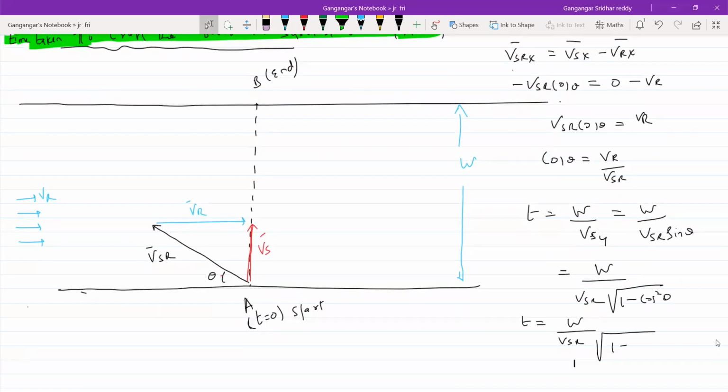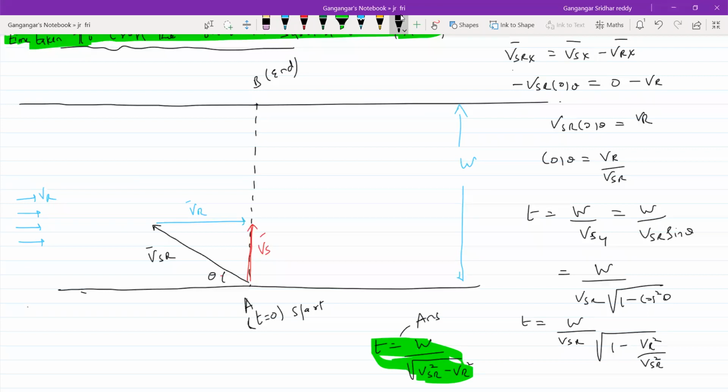Substituting this, what is cos theta from here? Vr square by Vsr square. So the final answer will be W by... Okay, fine. There's the time taken to cross the river in shortest path. I'll write nearby only. This is the answer. Getting the idea?